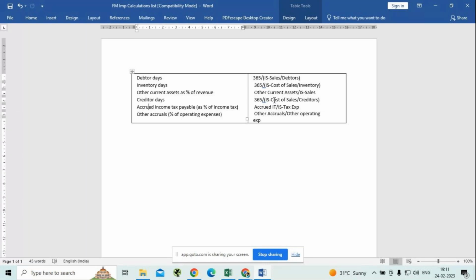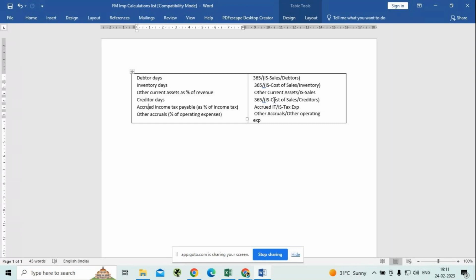So what are the formulas we are going to implement for such credit period days? For the debtors, if you want to calculate it, it is going to be 365 days divided by the sales value which is there in the income statement, divided by the debtors value. Then creditor days will be 365 days divided by the cost of sales, that is nothing but the COGS value, divided by the creditors value.